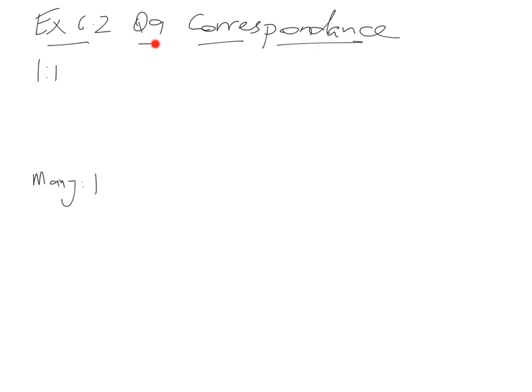So for question 9 of exercise 6.2, the thing that we're introducing here is the idea of correspondence. When we're talking about correspondence, we're looking at a ratio of x values to y values. We can have a one-to-one, a many-to-one, a one-to-many, or a many-to-many. I'll draw up the others when I see how much space this takes.